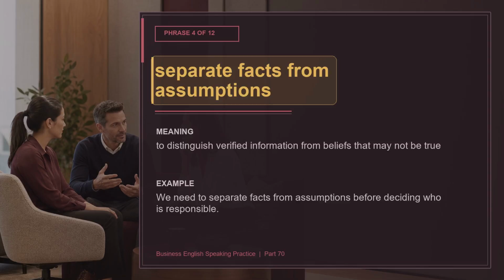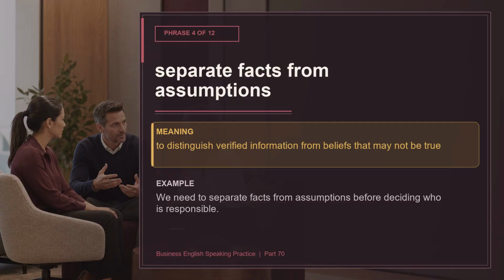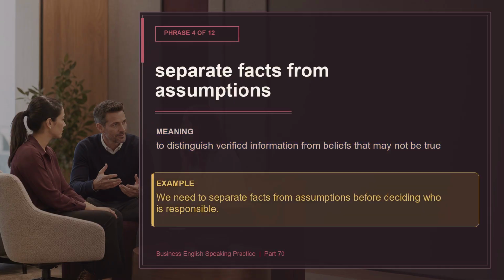Phrase 4. Separate facts from assumptions. Meaning: to distinguish verified information from beliefs that may not be true. Example: we need to separate facts from assumptions before deciding who is responsible.